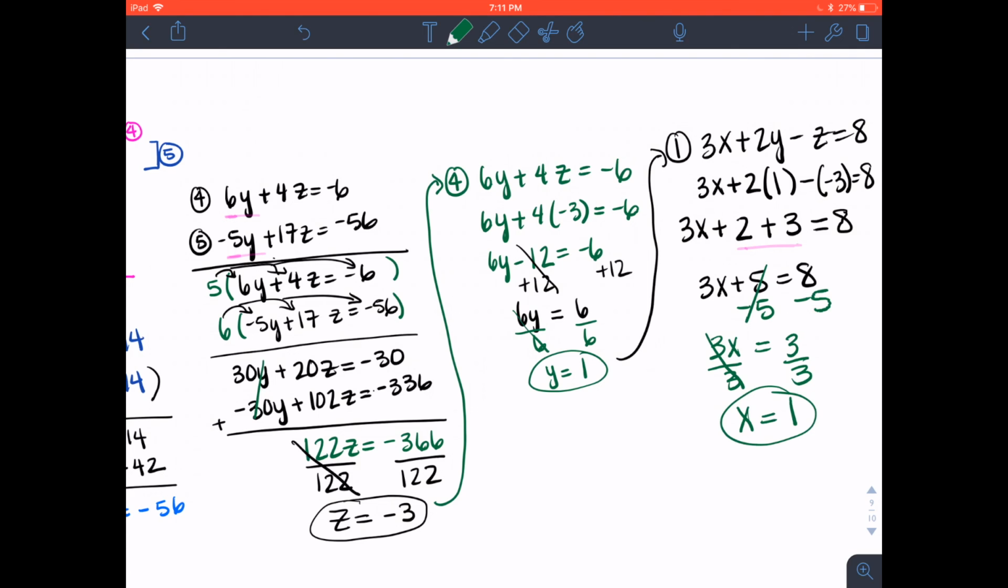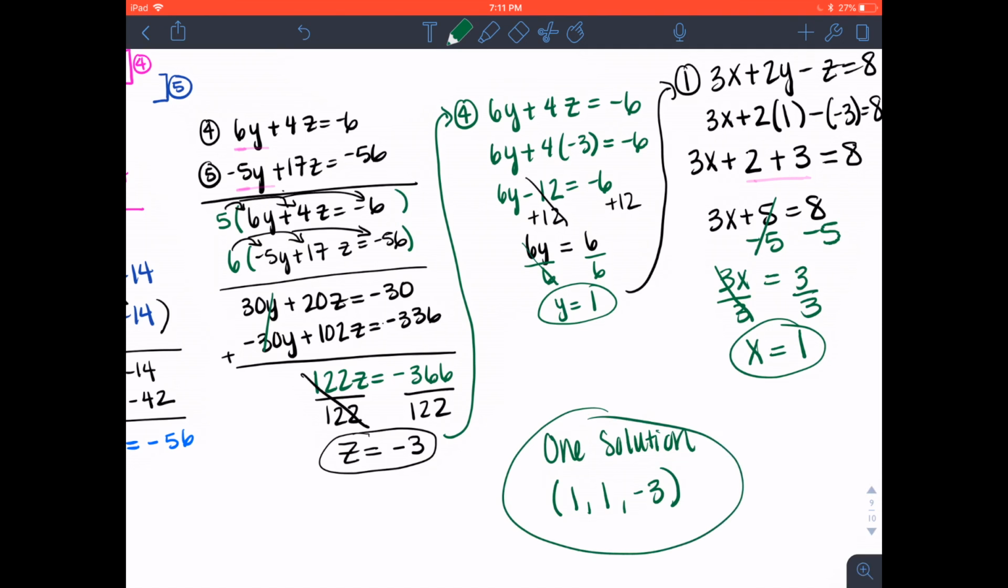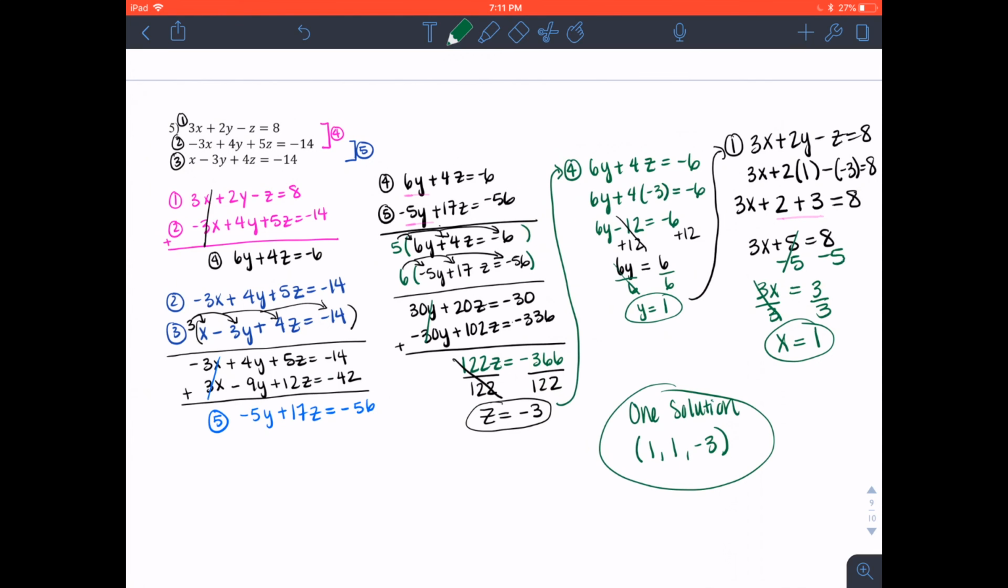Now that I finally have all three variables, I'm going to write it as an intersection or coordinate. So x goes first, so that's 1, y next, which is 1, and z last, negative 3. So we have one solution because we have one coordinate. So there's one intersection. And there we have it. That is our solution. Let's zoom out to kind of see all our work, but there it is. I hope that helped.